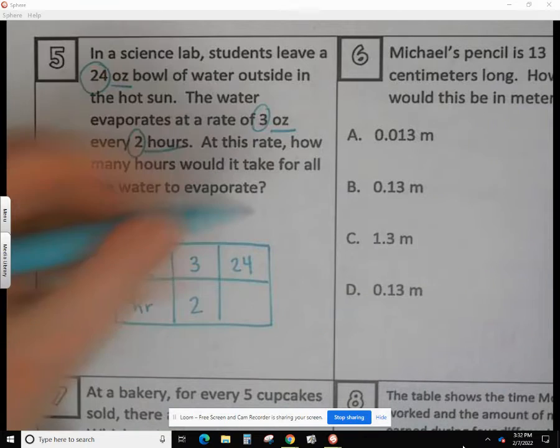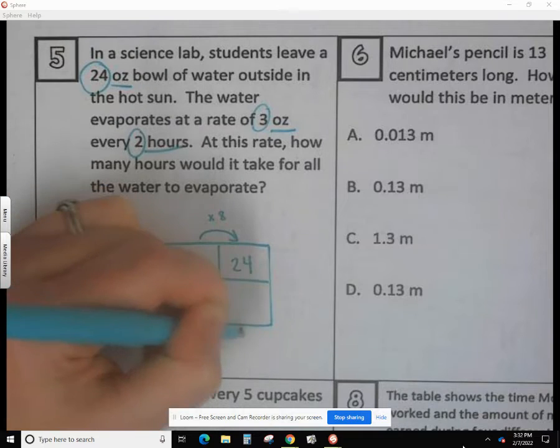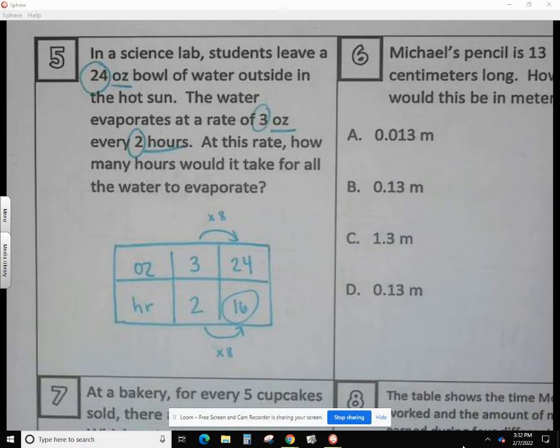My corner number is 3, so I'm going to do 3 times 8, which is 24, and 2 times 8 gives me 16, so 16 hours for it all to evaporate.